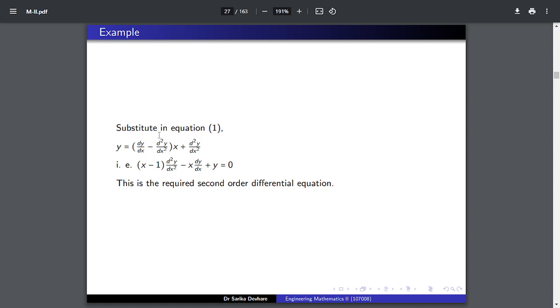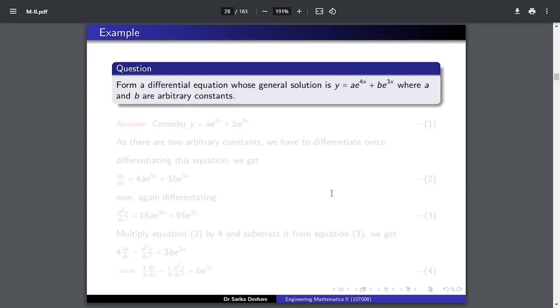Therefore y equals this value, and if we simplify this, we get the final form of the differential equation. It is the required solution for the given equation, and it is a second order differential equation. So this is about the formation of a differential equation. Let's take one more example on this topic.